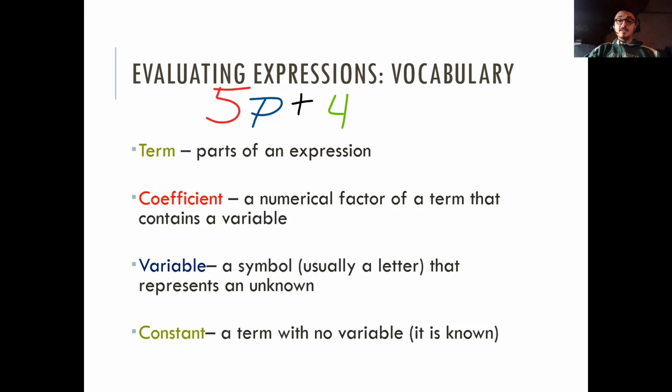The variable is a symbol, typically a letter, that represents an unknown, okay? We have talked about variables in terms of x a lot, but remember that a variable can be pretty much any letter. So here it is p. Then I have a constant. So constant is that 4. Constant is a term with no variable. It is known. So we call it a constant because it is going to constantly have the value of 4. It doesn't change at all. So again, move on to the next slide, but please feel free to pause at any point if you want to take down these notes.